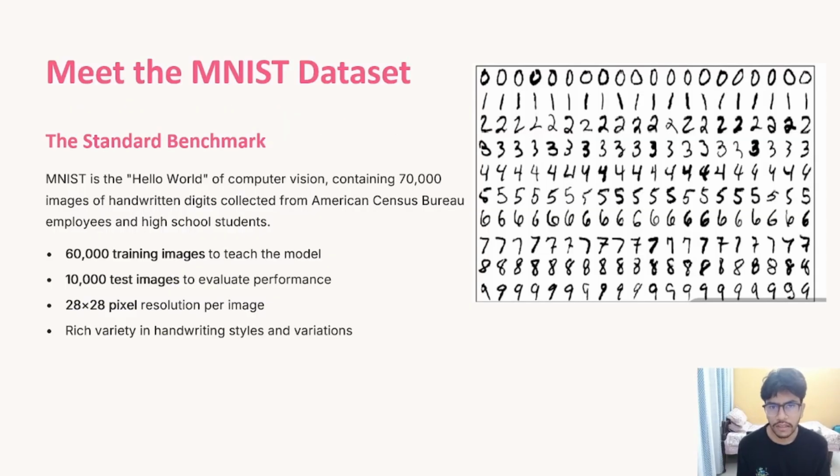Now let's see the dataset. I'll be using the MNIST dataset for this project, in which we have 70,000 handwritten images of numbers 0 to 9. I'm using 60,000 images for training and 10,000 images for testing. And each image has a dimension of 28 by 28 pixels.